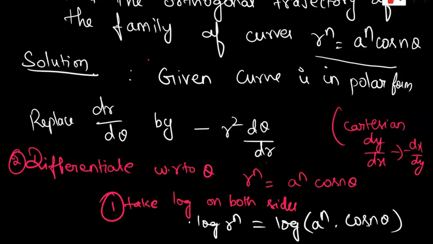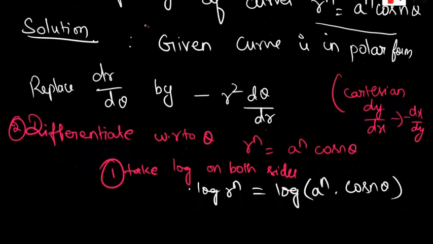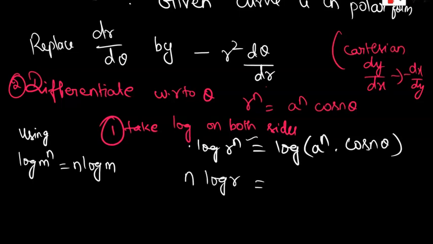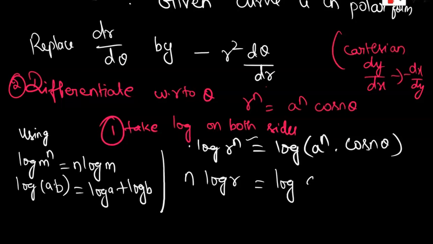We have two properties of log. First, log m power n is n log m. We are going to use this, so the power over here will come down: n log r. The second one is log of a into b is equal to log a plus log b. So here we get log of a power n plus log of cos n theta. Now we are done with the log function.